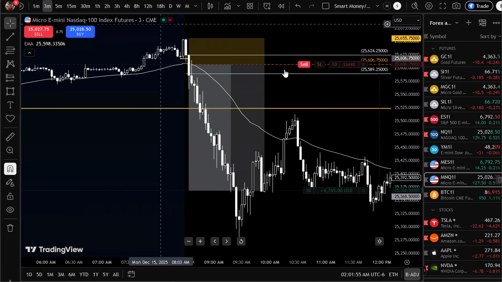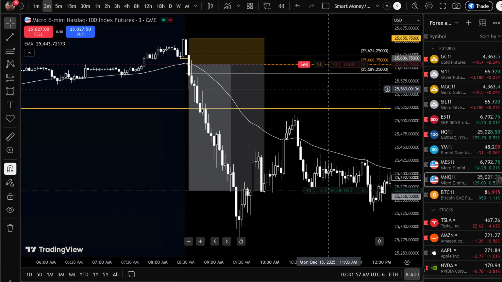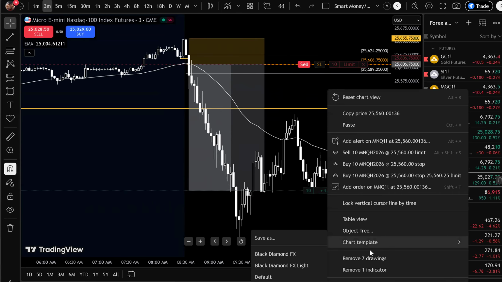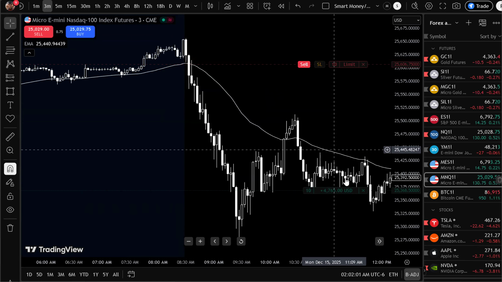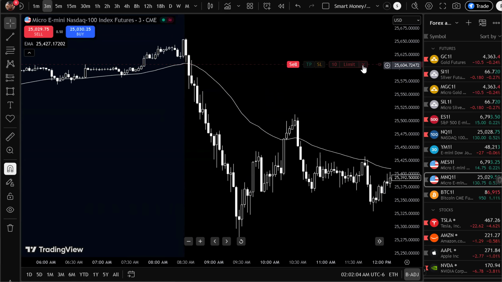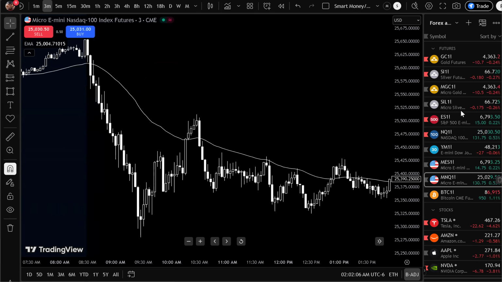Let's see if we could do one more. Let's erase this. Let's do it on a different one. Let's try gold or silver, because that's what I trade: gold, silver, ES, and NQ. All right. Let's take a look at gold.